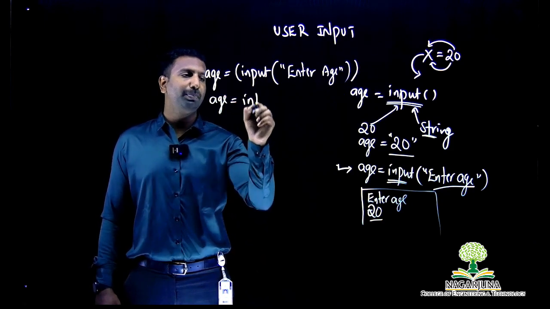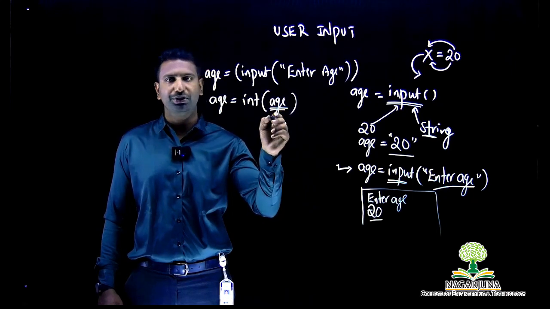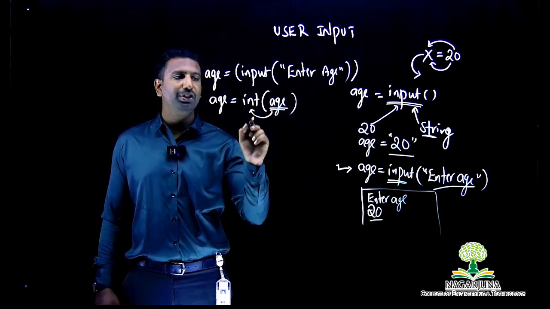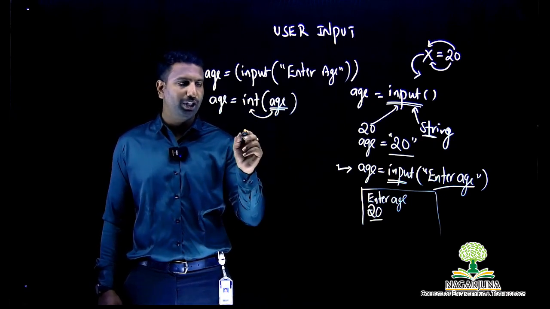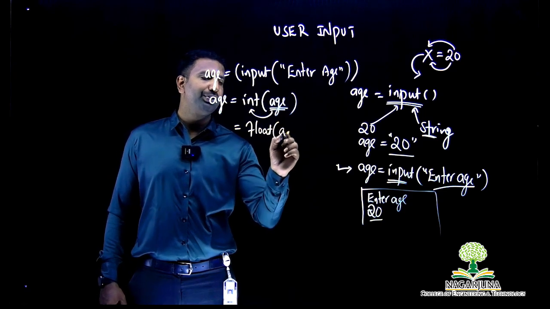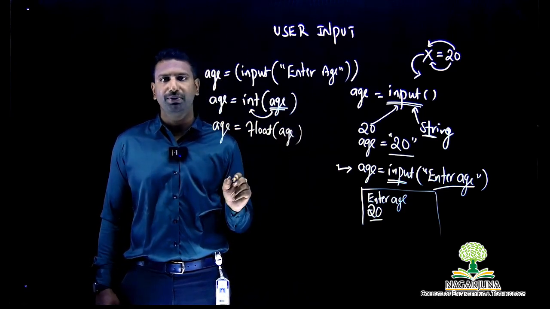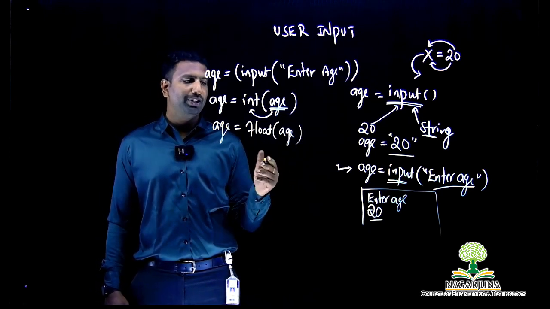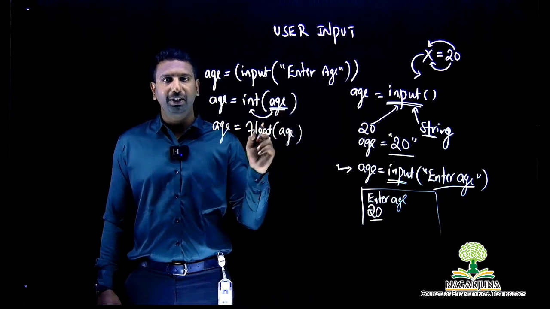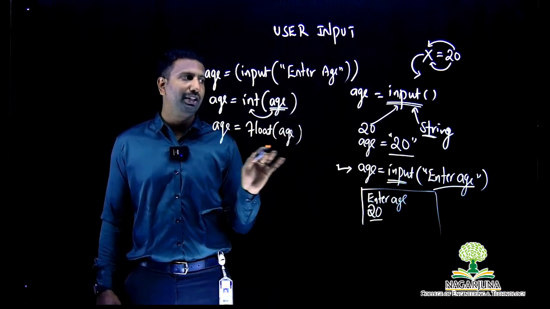Age is equal to an explicit typecast of the age variable. This age variable, which holds a string type, will be explicitly typecast to the integer type. Or if you want to typecast it to the float type, you can specify it this way: float of age. So this is how we can typecast. If it is to the Boolean type, we can specify bool. If it is to the complex type, we can specify complex. That's how explicit typecasting is mandatory to convert your input, which is of string type, to another data type.